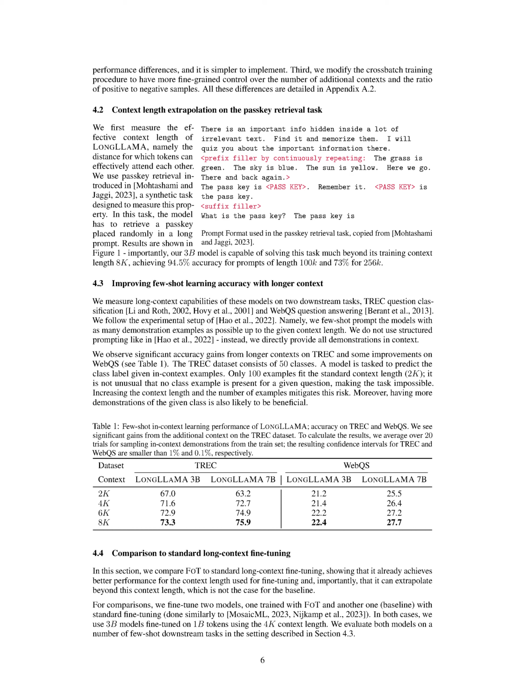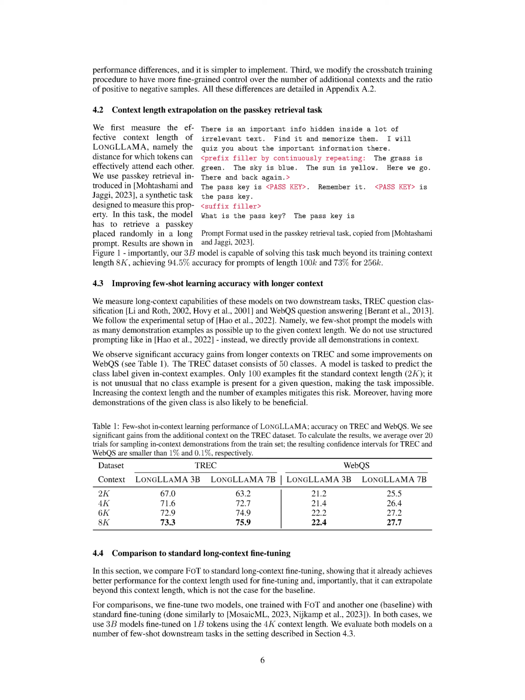Section 4.2: Context Length Extrapolation on the passkey retrieval task. We first examined the effective context length of our model, LongLLaMA, which refers to the distance over which tokens can effectively interact with each other. We used a synthetic task called passkey retrieval to measure this. In this task, the model must locate a passkey that has been randomly placed within a lengthy prompt.